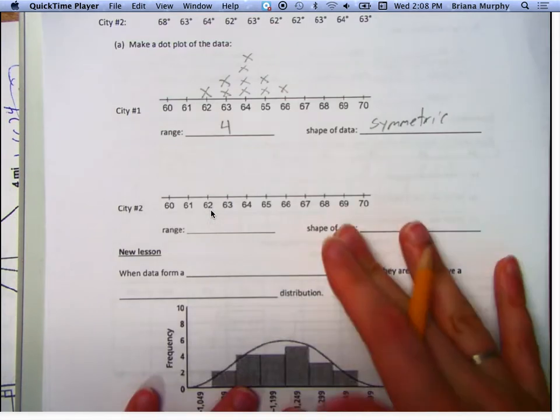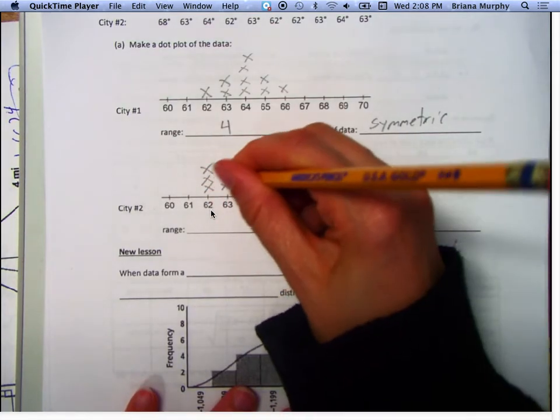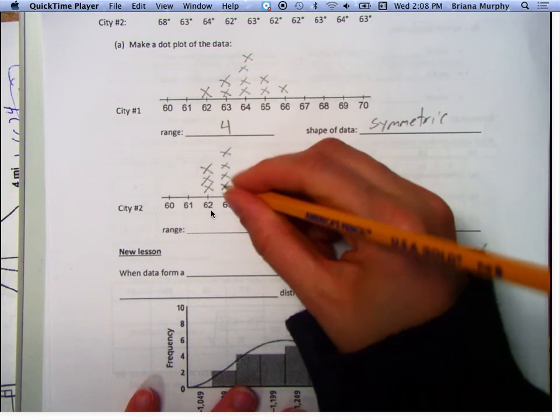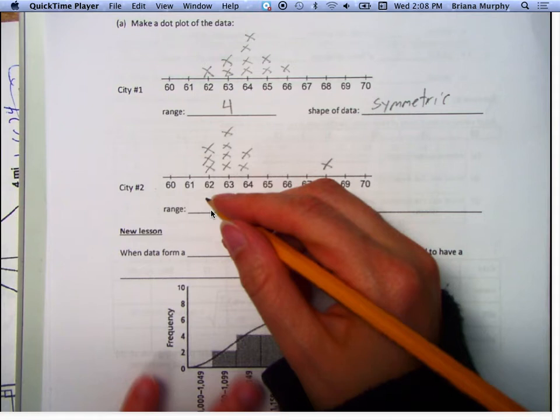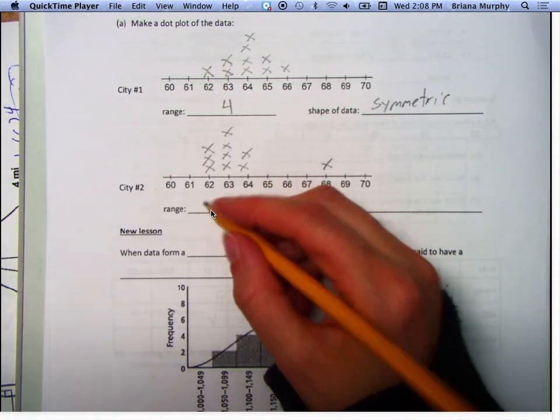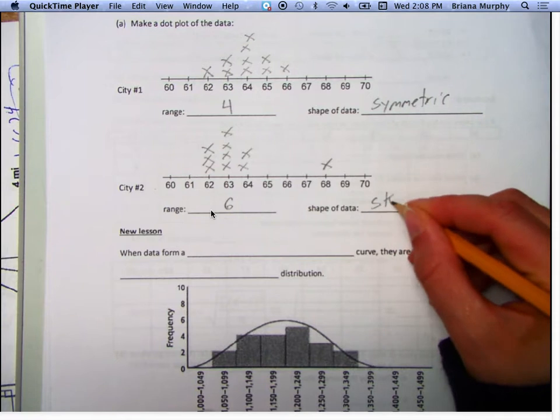Okay. My next one, I've got 3 at 62. I've got 4 at 63. I've got 2 at 64. I've got 1 at 68. And my range with 68 minus 62? And this is skewed to the right.